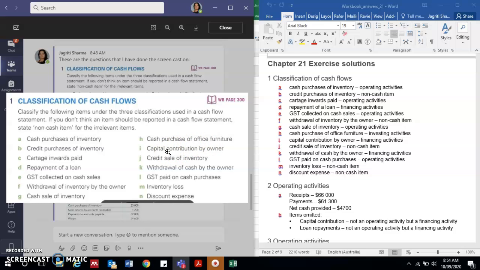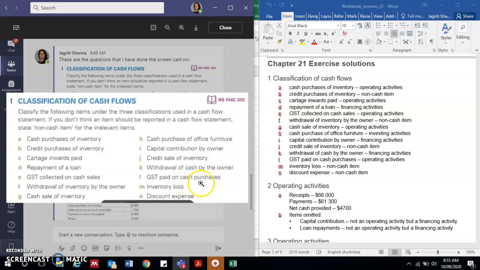Okay, capital contribution by owner, again when the owner puts in money into the business, that is the financing activity. Cash is coming into your business, so yes, it is a part of your cash flow statement. Okay, credit sale of inventory, again when we are selling something on credit, it is a non-cash item, so it is not going to be a part of your cash flow statement.